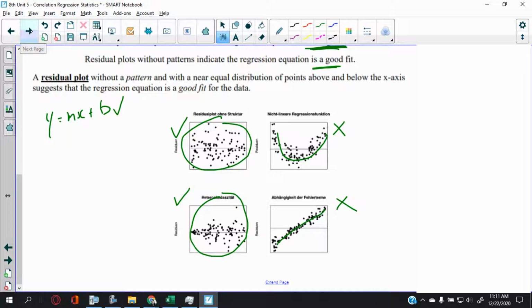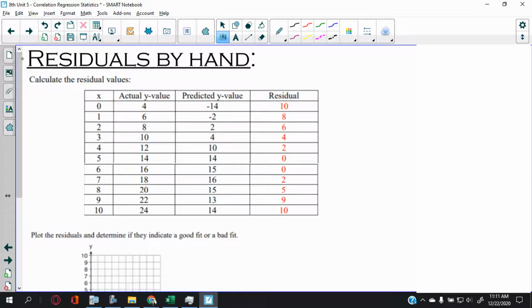Okay, so that's the first part you need to understand, because they are going to test you on that on the Regents. Now second, you can do residuals by hand. I'm going to go over this fairly quickly just so that you know where it comes from, because they're going to ask you to do this by hand on the Regents, except they will give you this data. If you want to calculate a residual, all you have to do is subtract. 4 minus negative 14 is positive 10. 6 minus negative 2 is 8, and so on and so forth.